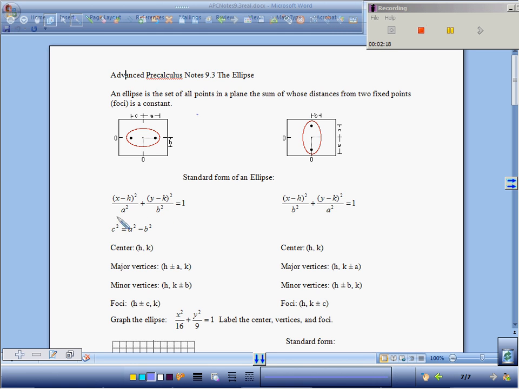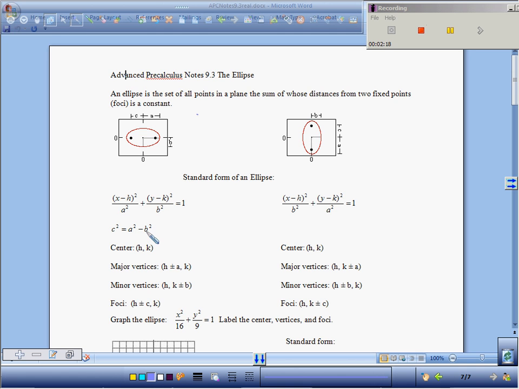So whichever number is bigger, that determines which way it goes. If a is bigger and it goes under the x like this, then it looks like this. If a, which is the bigger number, is underneath the y, then it looks like this, and the foci are along the y-axis. Okay, so this is the equation of an ellipse going this way. This is the equation of an ellipse going this way.